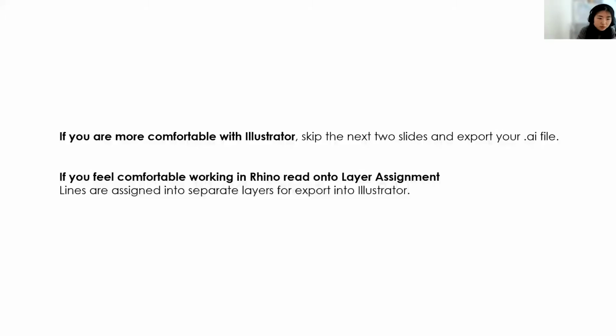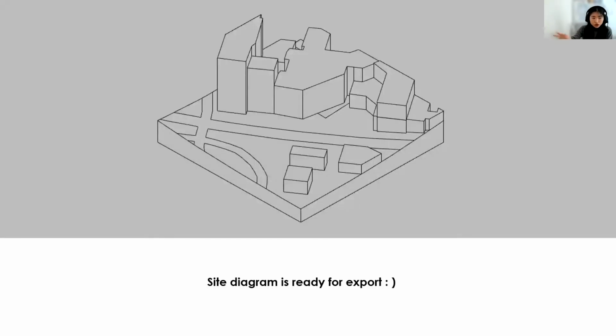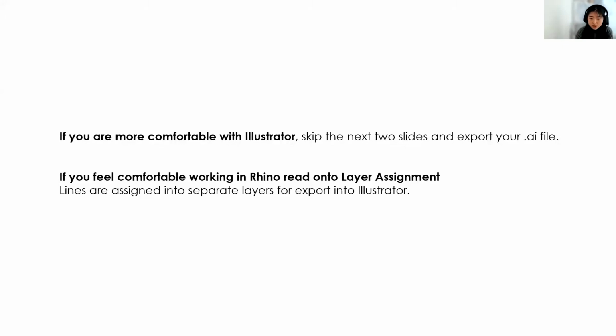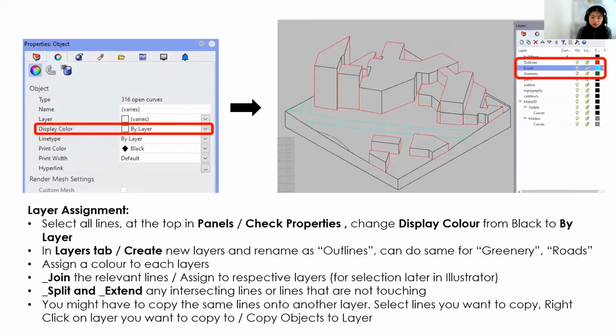So you could simply export what you have straight into Illustrator. But if you want to be more organized, we can do something such as layer assignment. What that means is a little bit more work in Rhino, but it basically means we give ourselves separate layers in the Rhino file so that when we export it into Illustrator, we have those layers as groups that we can manipulate on the spot in Illustrator without having to choose the different lines.